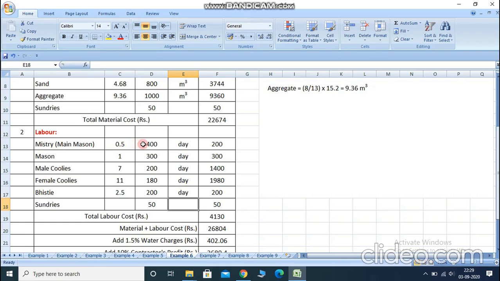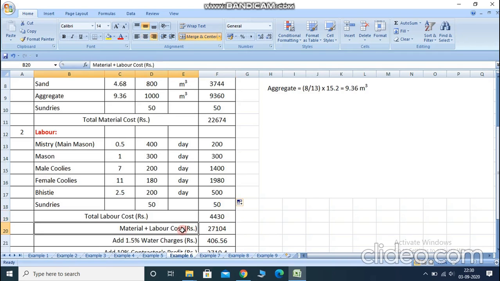So here 400 multiplied by 0.5 is 200. Then 300. 7 multiplied by 200 is 1400. 11 multiplied by 180 is 1980, and 2.5 multiplied by 200 is 500 rupees, which is the Bisti amount. And then 50 rupees as extra cost. So the total labor cost is 200 plus 300 plus 1400, 1980, 500 and 50 rupees. The summation of all the values gives the final answer 4430 rupees as the labor cost.